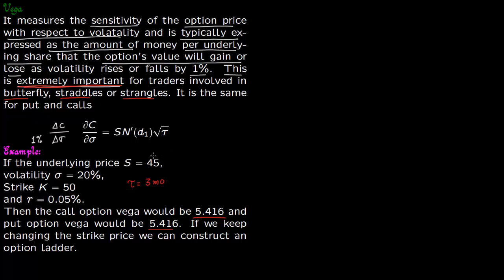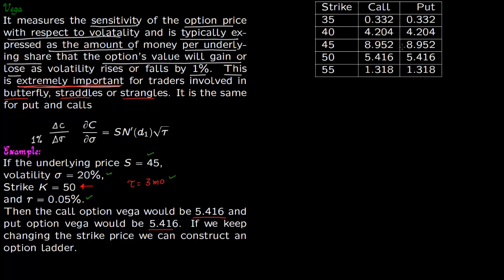Now we keep this constant, this constant, this constant, and this constant, and we change strike. So if you keep changing strike, you can get a ladder like this. So as you can see, when you keep changing strike, the Vega also keeps changing, but call and put Vega is always the same. So notice that the Vega is highest at 45, and this 45 is the same as the spot price here.